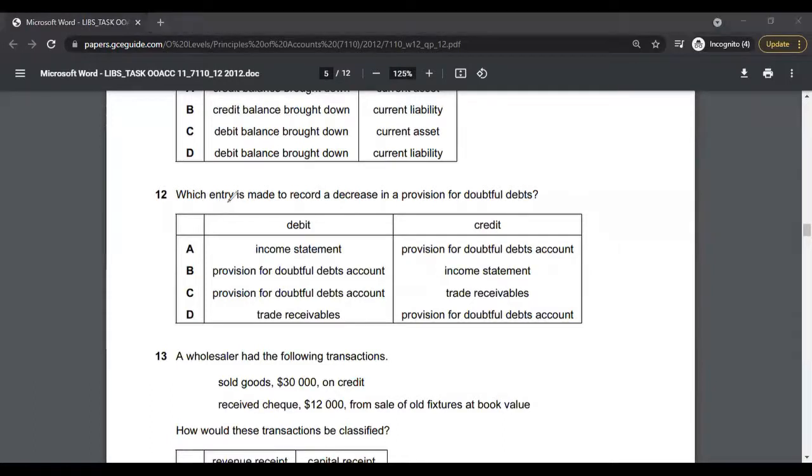Multiple choice 12. Which entry is made to record a decrease in the provision for doubtful debts? This is basically a decrease. In other words, there would be a credit to the income statement. And if you just look at the credit side, there is only one option which says this. So actually the answer to multiple choice 12 is option B. All the rest of the options are just dubious or incorrect.